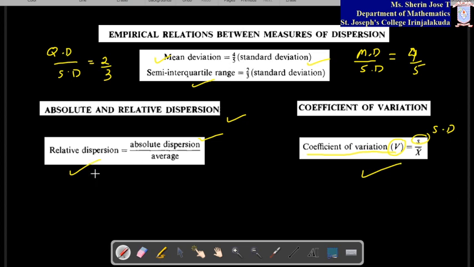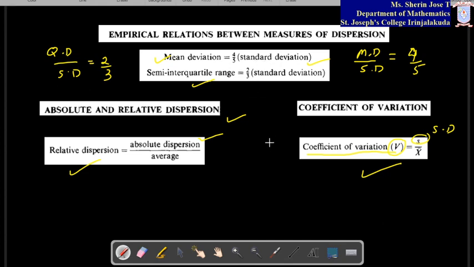And if you are asked to find the mean deviation and hence find relative dispersion, what you have to do? Relative dispersion is equal to absolute dispersion by average. Here mean deviation is asked, so absolute dispersion is the mean deviation. So mean deviation by average. In that way you can find the relative dispersion corresponding to a measure of dispersion. Hope you understood this idea.